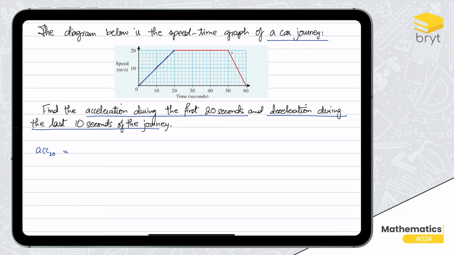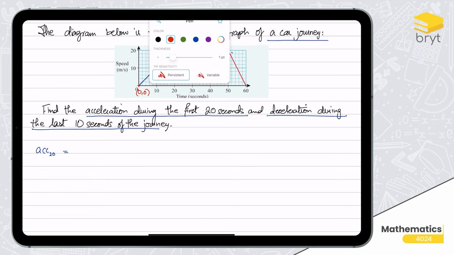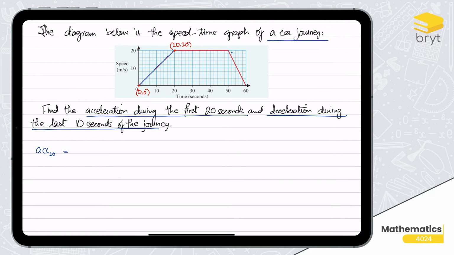And for that, I will have to mark two coordinates because we will use the coordinate geometry formula of finding out the gradient. This is the first point, this is the second point. This is 0, 0, and this is 20, 20. Using that, I would find out the gradient, which will be y2 minus y1 over x2 minus x1. And 20 over 20 is just 1. Therefore, the acceleration was 1 meter per second squared in the first case.